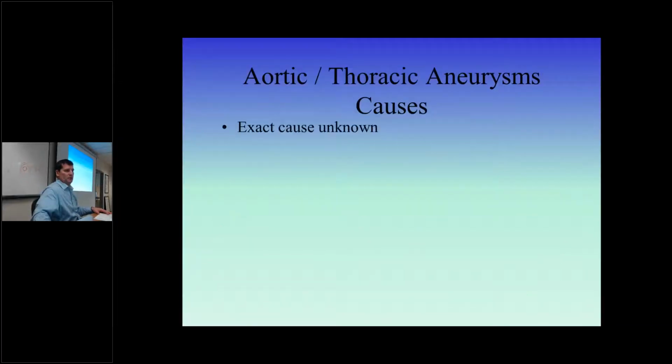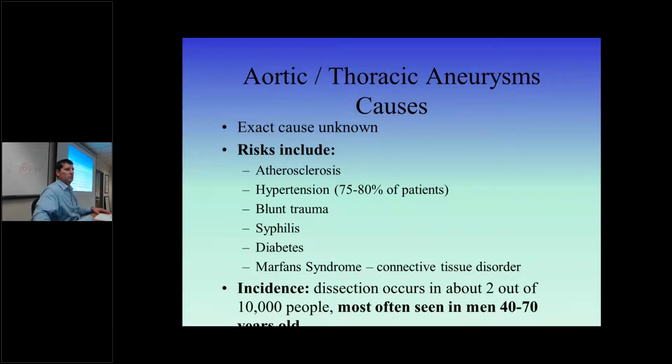So what are the causes and risk factors? Atherosclerosis. Hypertension is going to be the biggest one because we're actually causing, as far as the standard AAAs, the bulging out, pocketing. Blunt trauma is also something that can cause an injury or cause a weakening of the vessel. It can cause either one of those.